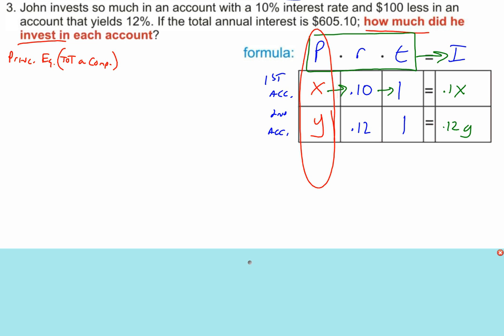John invests so much in an account with 10% interest rate and 100 less in an account that yields 12%. He invests so much in an account. 100 less is amount that is invested. Is 100 less a total or a comparison? All right, comparison, obviously. So we're doing a comparison equation. What's the template for comparison? The first equals the second. And this is first account, second account, right? First equals second.